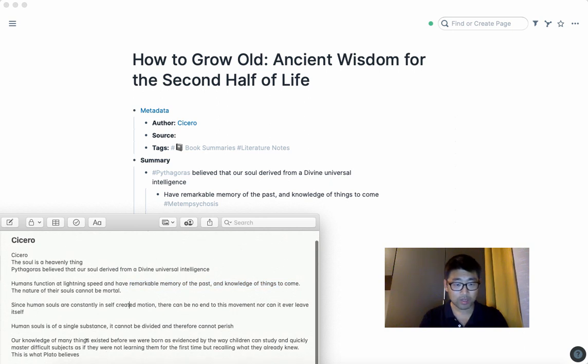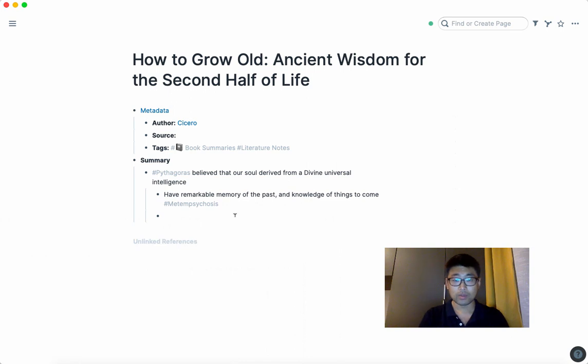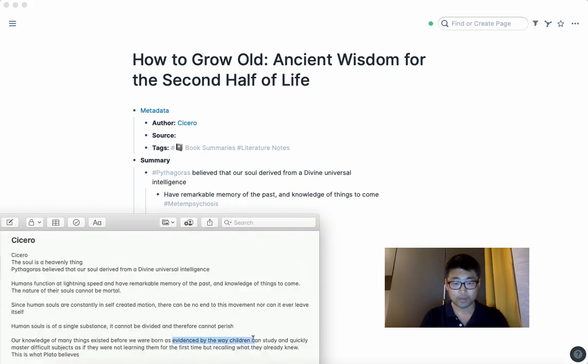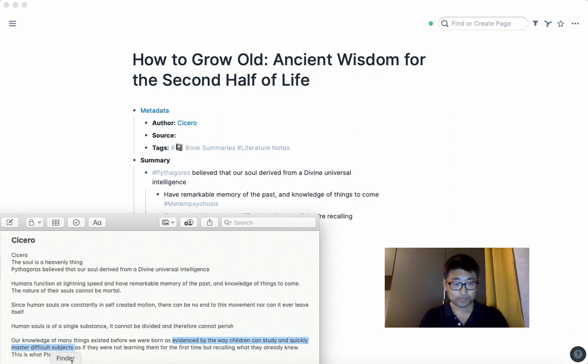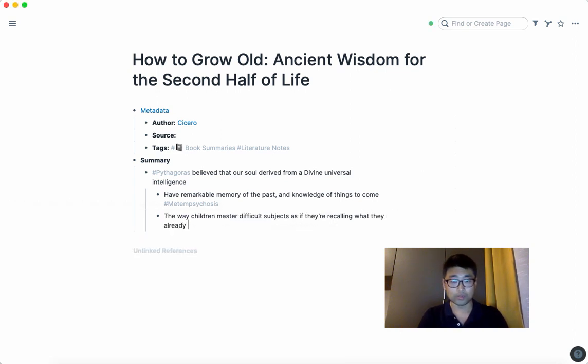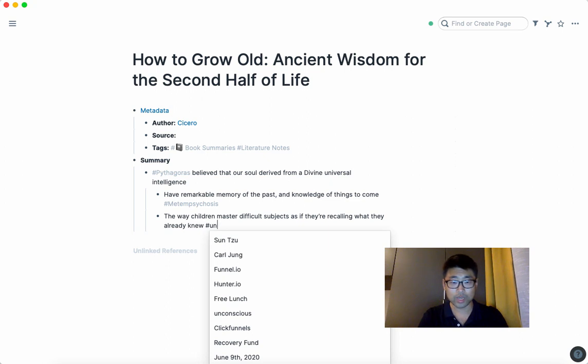And here we see our knowledge of many things existed before we were born, as the way children can quickly study and master difficult subjects as if they already knew. And so another one here is quickly master difficult subjects. The way children master difficult subjects as if they're recalling what they already knew.